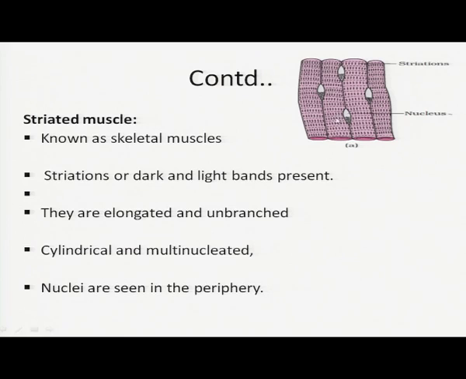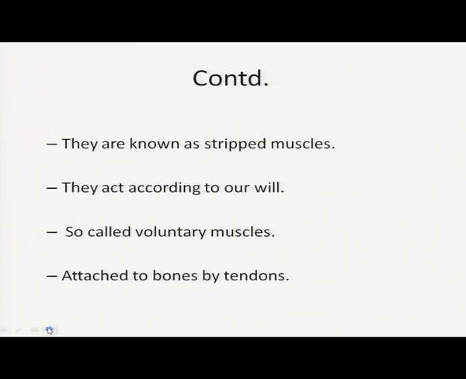Nuclei are seen in the periphery. They are multinucleated, with nuclei in the periphery. They are attached to the bones, so they are known as skeletal muscle. Since they have striations or stripes, they are known as striped muscles. They act according to our will and wish, so they are voluntary muscles. They are attached to the bones or even skeletal tissue by tendons.